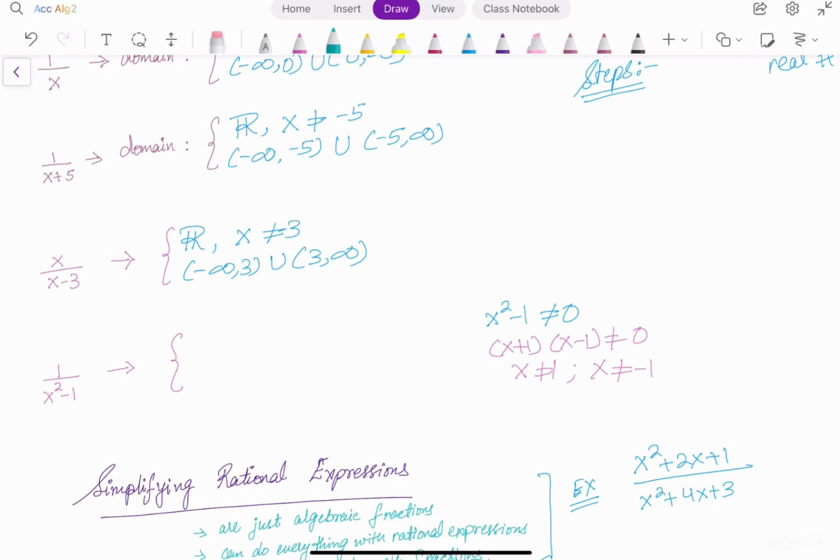So it broadens our interval. That means we have to write a series of intervals to write all the restrictions. So we cannot have x equal to 1 and x also cannot be equal to negative 1. Negative infinity to negative 1, union negative 1 to 1, and then union again 1 to infinity. And remember, all the signs are open intervals because they are not included.